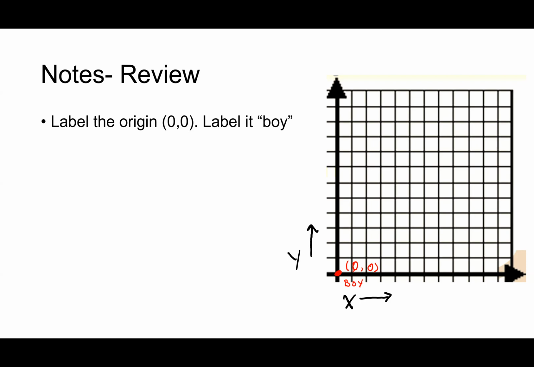Now, we are going to find the point on the graph that is 5, 3. X equals 5, y equals 3.